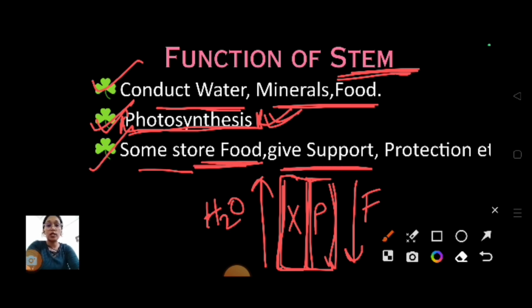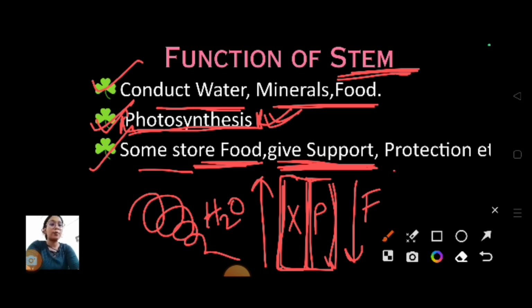Then give support. Some are used to give support, like tendrils and all. You have seen these creeper-like structures, tendrils. Then it also gives protection, etc. Protection means thorns and all. In some stems you can see thorns, like in lemon plants. So it protects from the grazing animals. We'll discuss this in modification of stem. So it also falls under the function of stem.